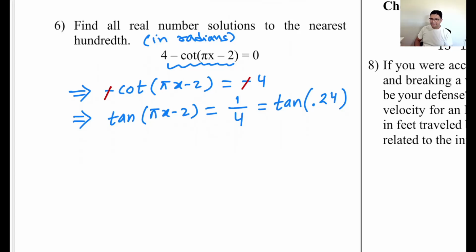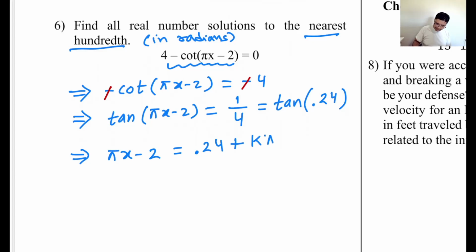Okay, so in radians, the value was 0.2355, and rounded to the nearest hundredth, that will be 0.24, rounded to 2 decimal places. So that gives you pi x minus 2 is equal to 0.24, and for all real solutions with tangent, we write plus k pi.